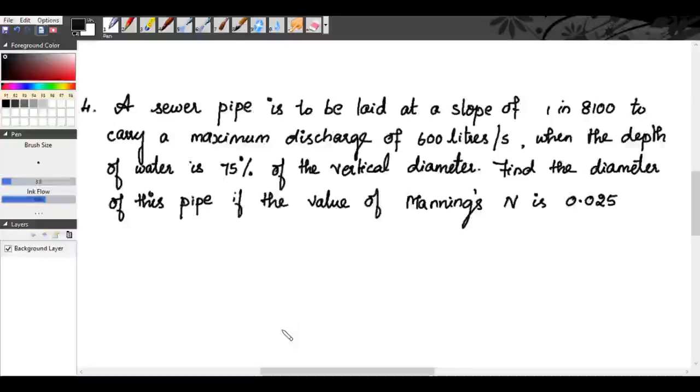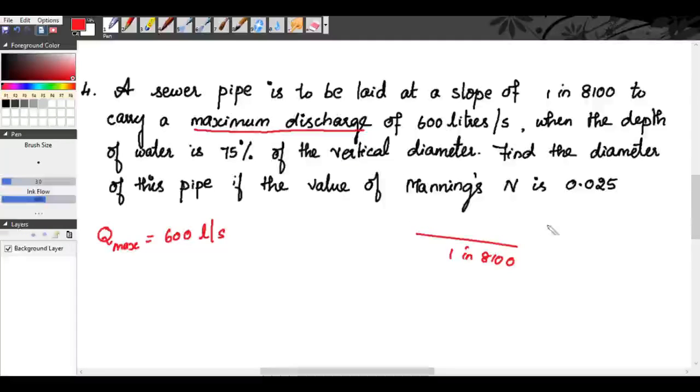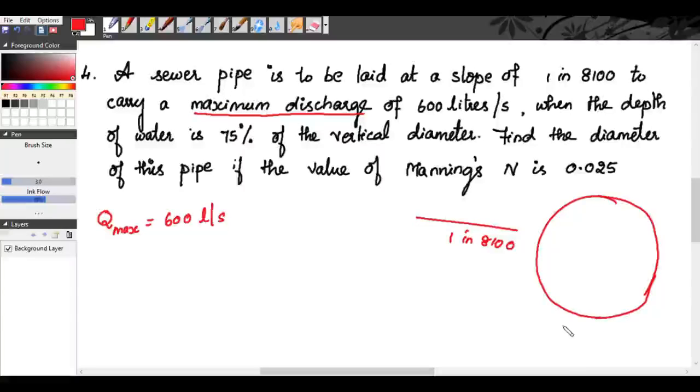The fourth problem is: a sewer pipe is laid at a slope of 1 in 8,100 to carry a maximum discharge. It is given maximum discharge, that means you have to use the condition for most economical circular channel section. The maximum discharge is 600 liters per second when the depth of water is 75% of the vertical diameter. So now we will consider a circular section, and for this circular section let us take the diameter as capital D.